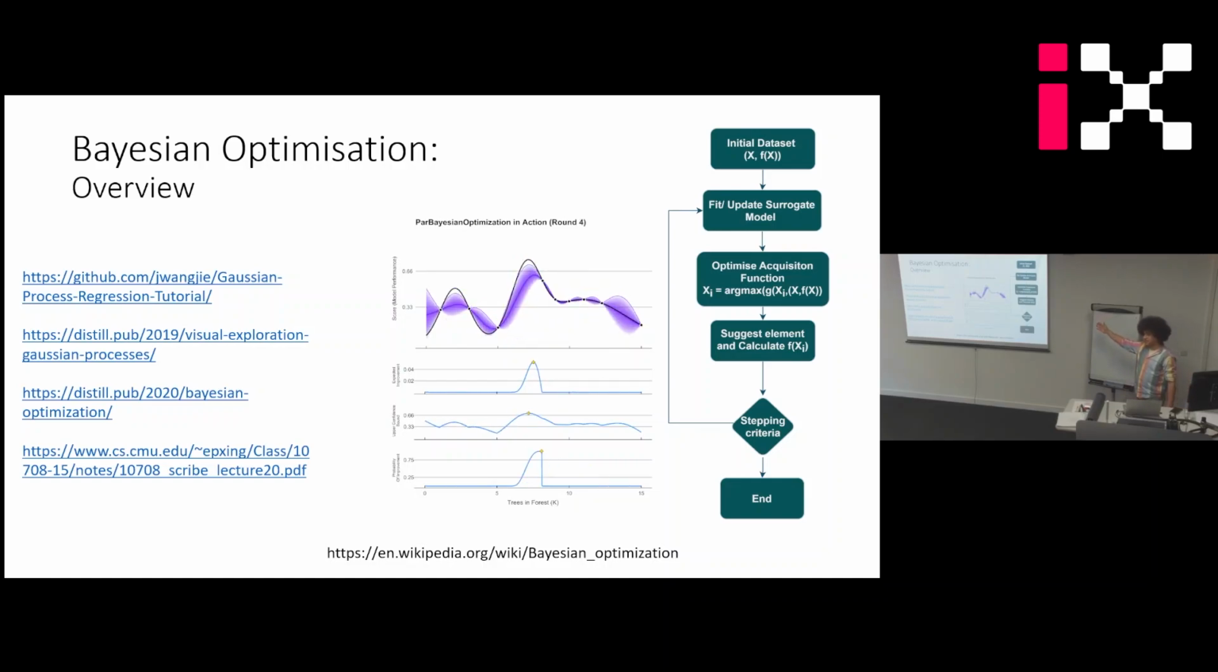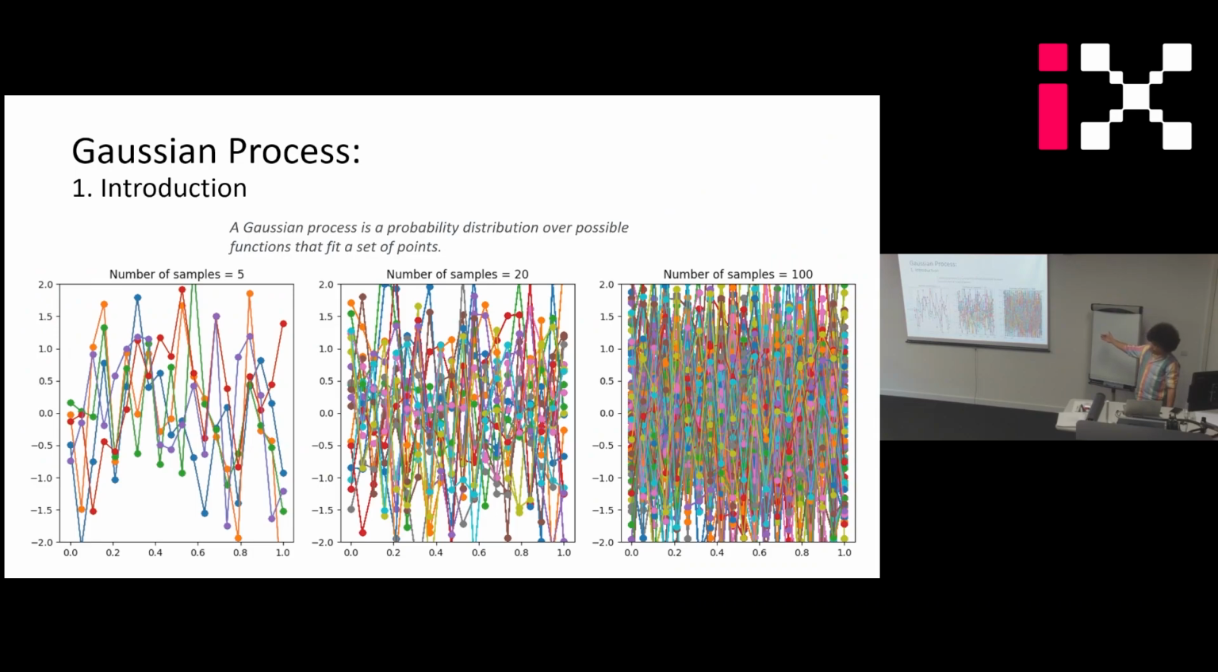I don't know if you must have come across what a Gaussian process is and how it works. But basically, what is a Gaussian process? This is me trying to understand what it is. A Gaussian process is a probability distribution over possible functions that fit a set of points. Here I'm just showing you a sample of different functions that you can have on this space, a one-dimensional space from 0 to 1. What are all the possible functions that you have?